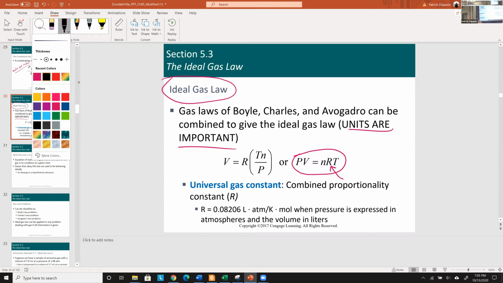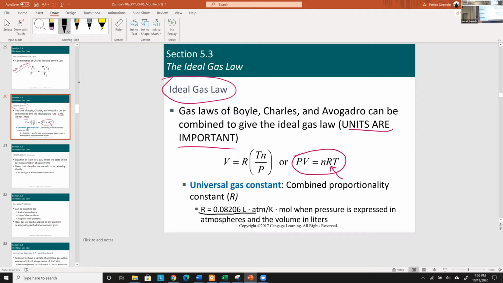So R has multiple values. There's an R that has mmHg in it. There's an R that has Pascals in it. There's different R's. And if you take thermodynamics, you're going to learn all the different R's. But for this class, you might see other ones, but they're all going to be given to you. You mainly see this R: 0.08206 liter atm per Kelvin mole. That's the unit. Long unit. It's per Kelvin mole, so Kelvin mole should be in parentheses like that. Okay, so this is the unit.